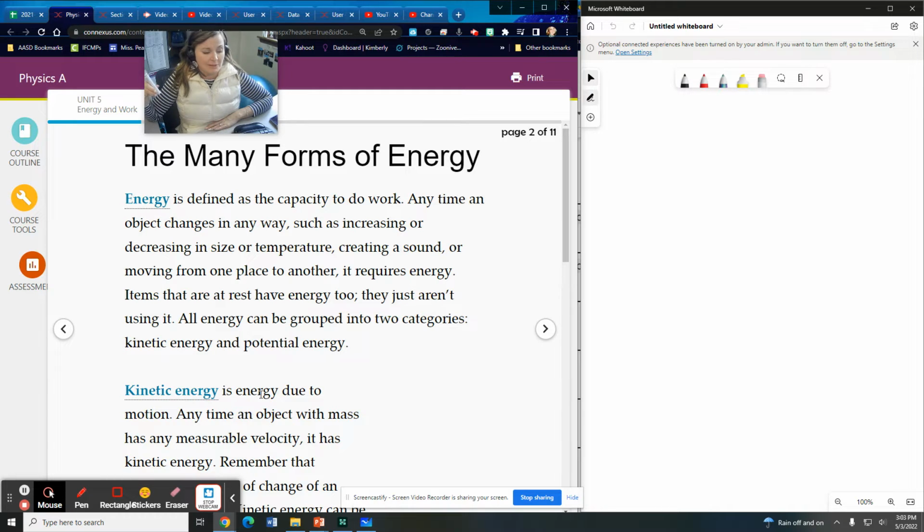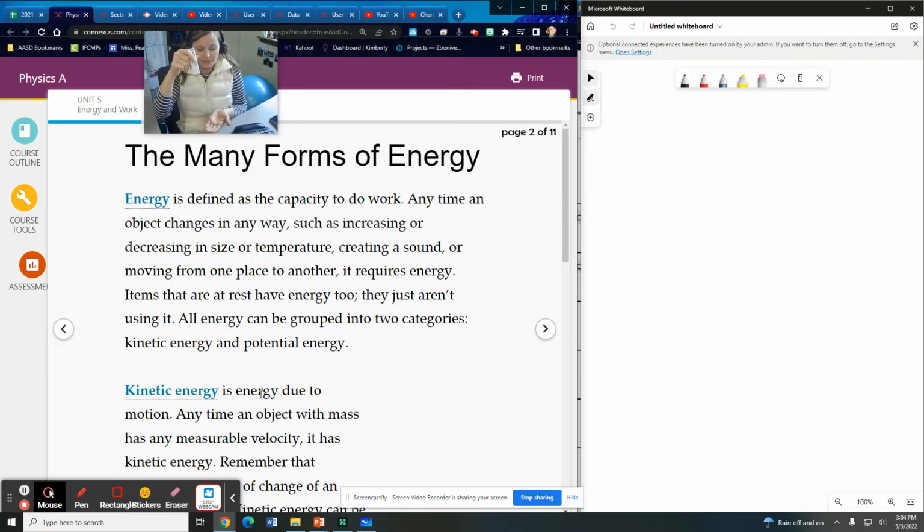Another way of thinking about it is if I were to drop this on my hand, I'm going to open my hand up. It applies a force when it hits my hand. It does work on my hand. It's not a very big thing, so it's not applying a lot of kinetic energy, but it can do work on my hand. If it was very large, my hand would move.